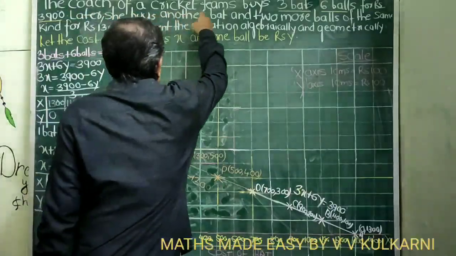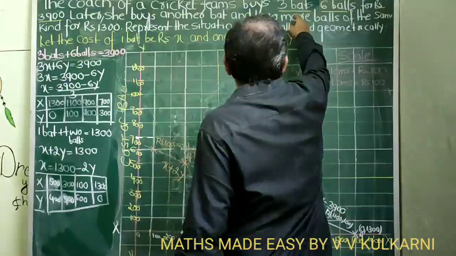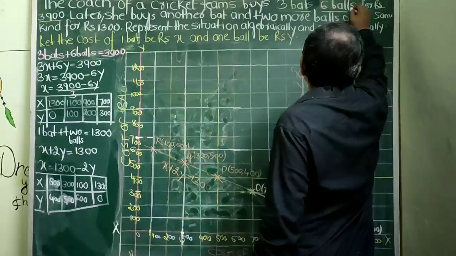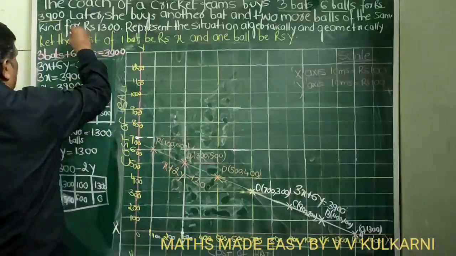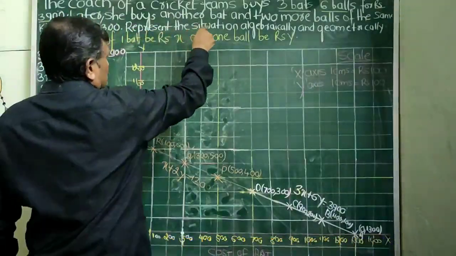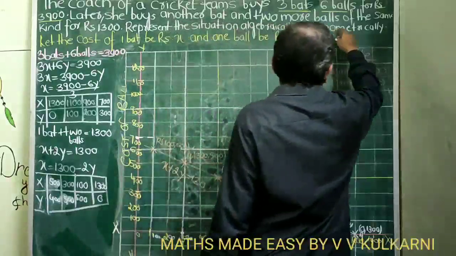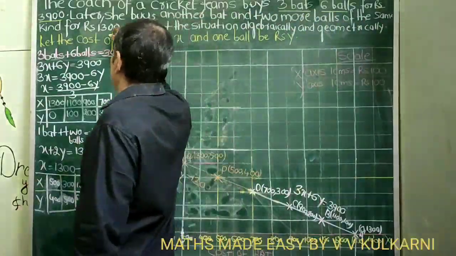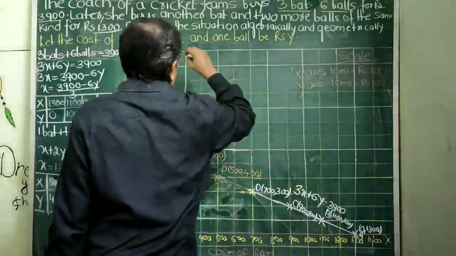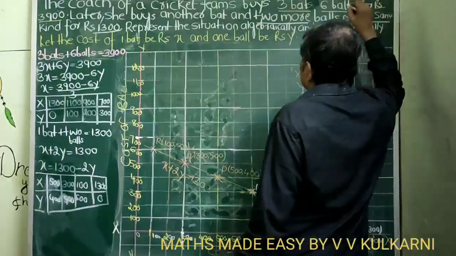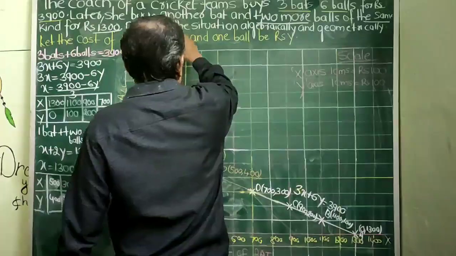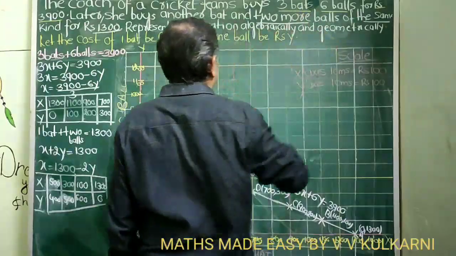The coach of a cricket team buys 3 bats and 6 balls for rupees 3,900. Later, she buys another bat and 2 more balls of the same kind for rupees 1,300. So 2 more balls and of the same kind, that is very important. Represent the situation algebraically and geometrically.